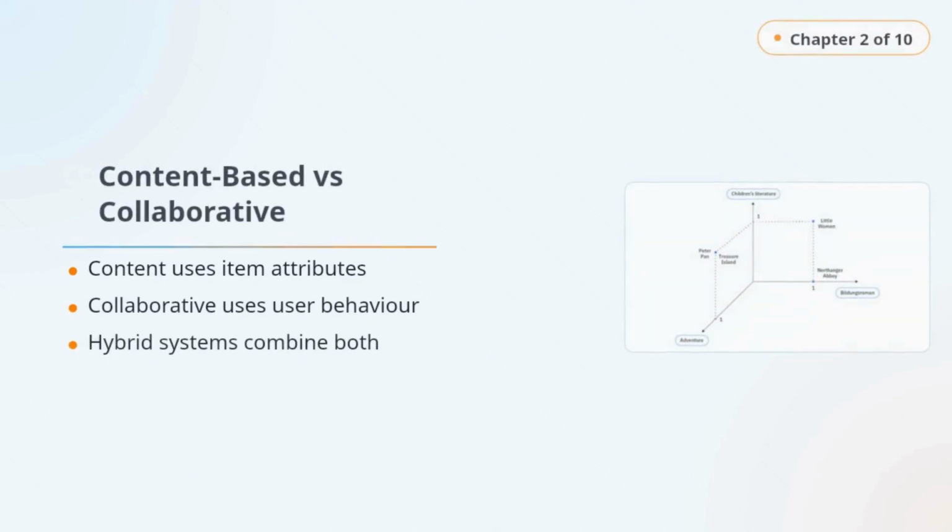There are two major recommendation styles. Content-based filtering focuses on item attributes such as genre, author, director, or keywords. Collaborative filtering, on the other hand, groups users by similar behavior and recommends what similar users liked. Many real systems, like streaming and e-commerce platforms, combine both methods into a hybrid recommender system.